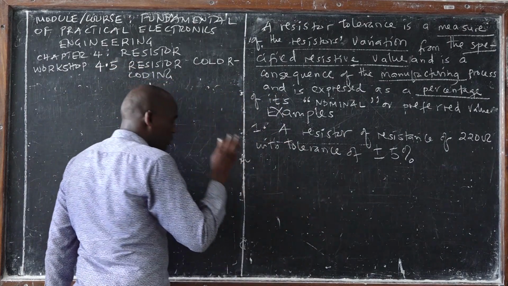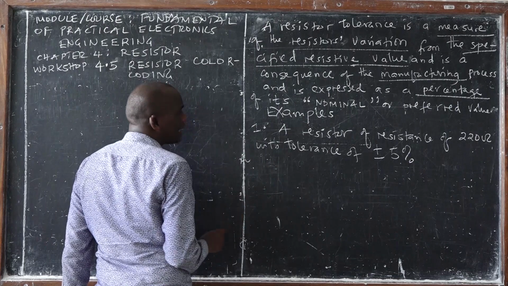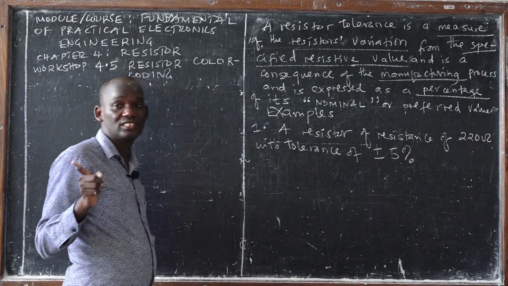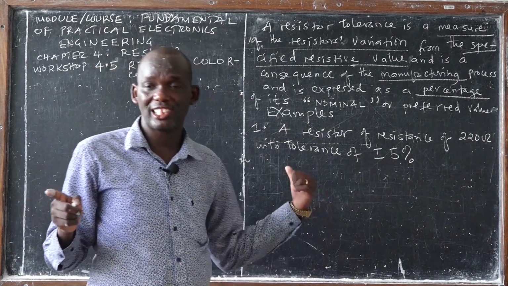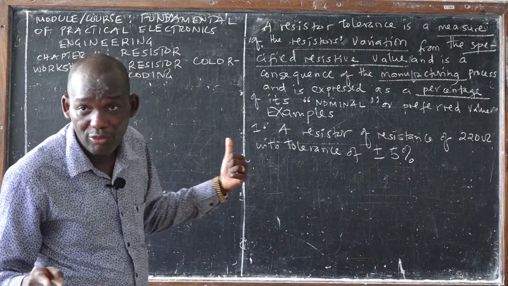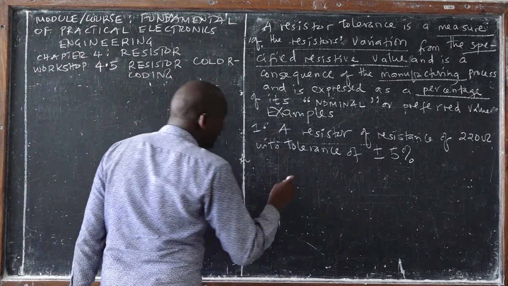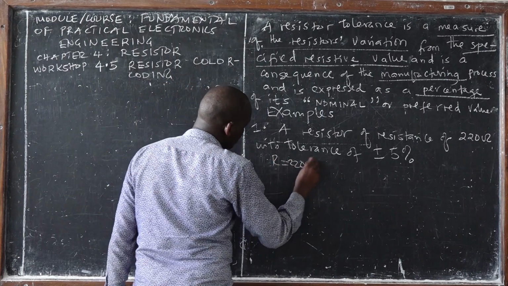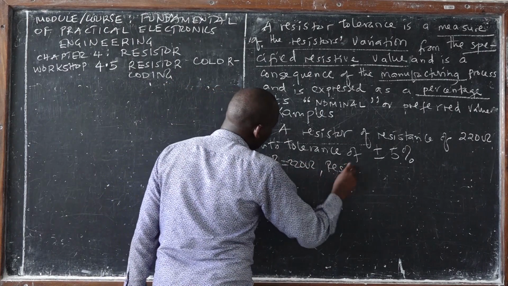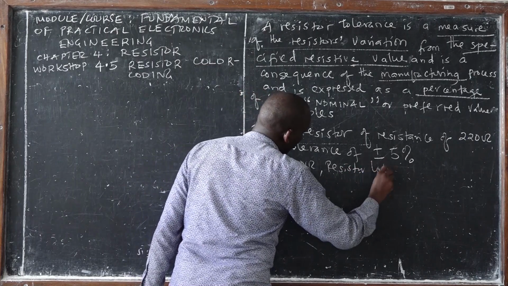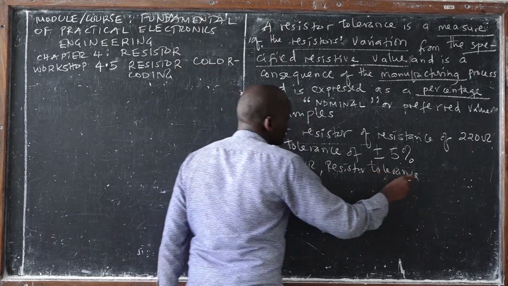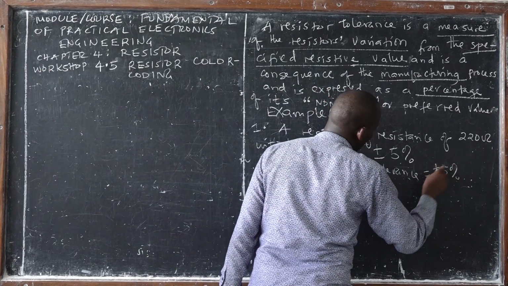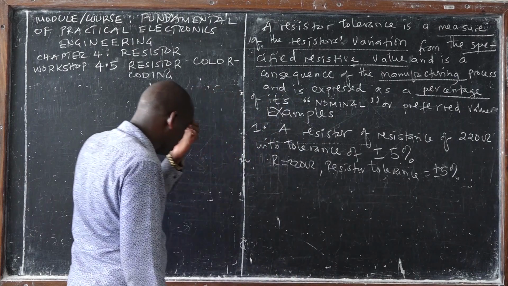To get this one, as I said, the resistor whose resistance is 220 ohm and tolerance is 5%. Say 5%. So it means that the resistor is 220 ohm, and the resistance tolerance for this case is plus or minus 5%. So listen, how do we represent this one?